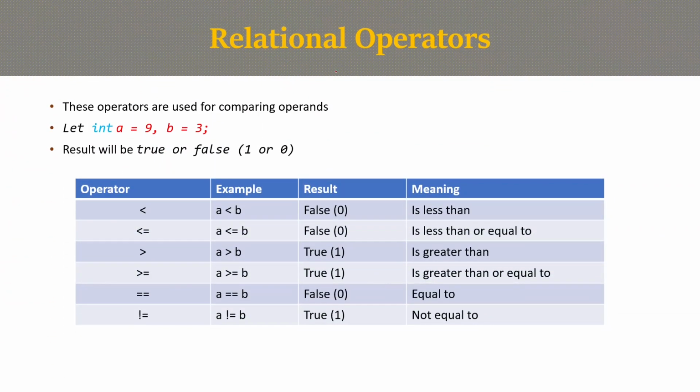Now moving on to the relational operators. These operators are used for comparing operands, and the result that they give us is either true or false.